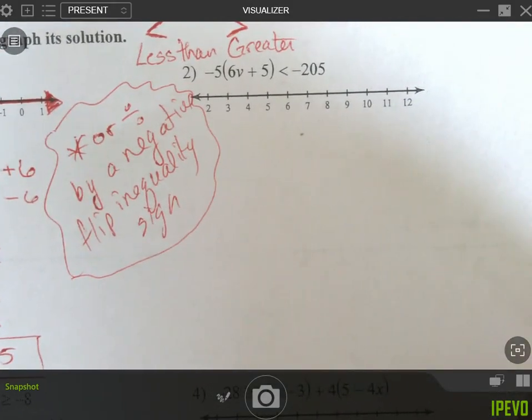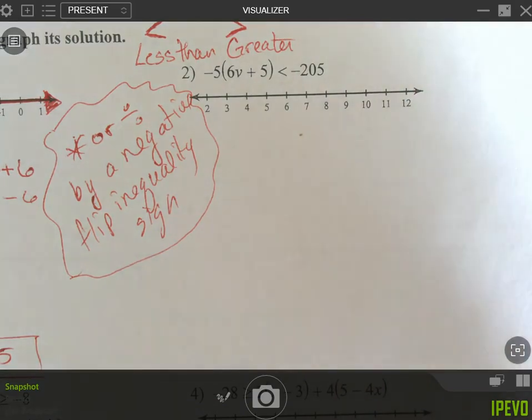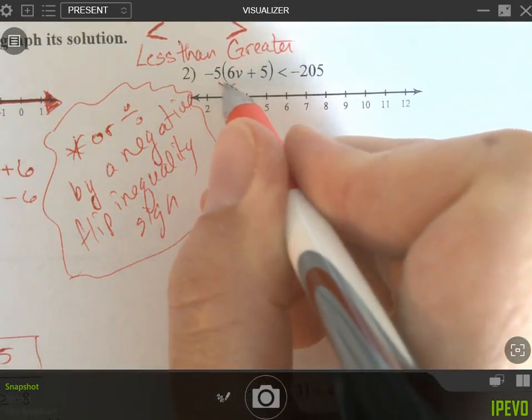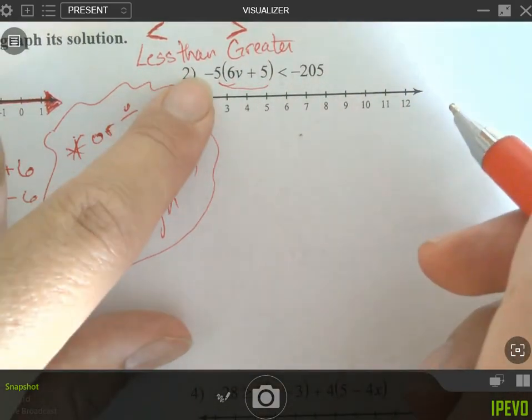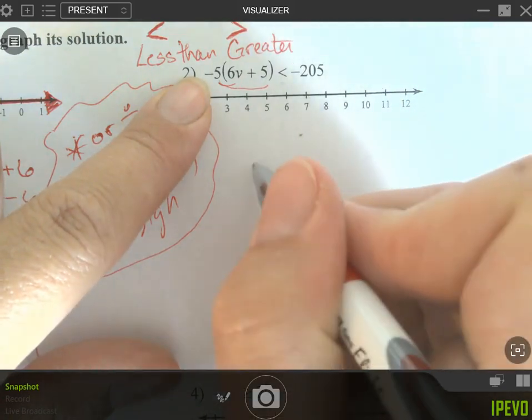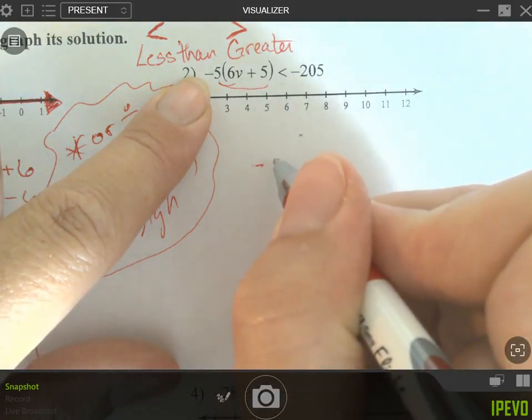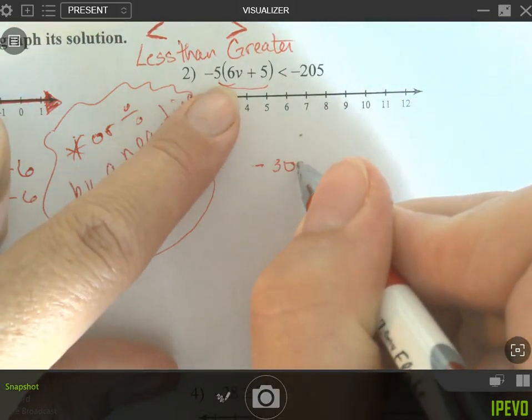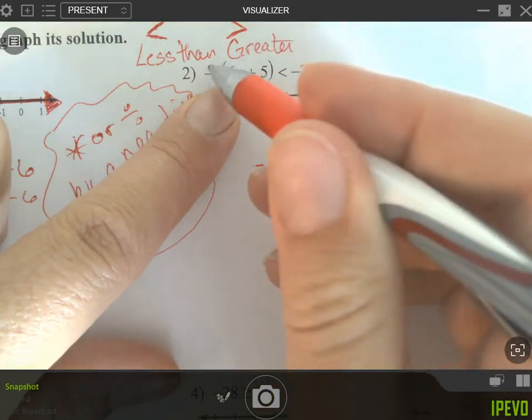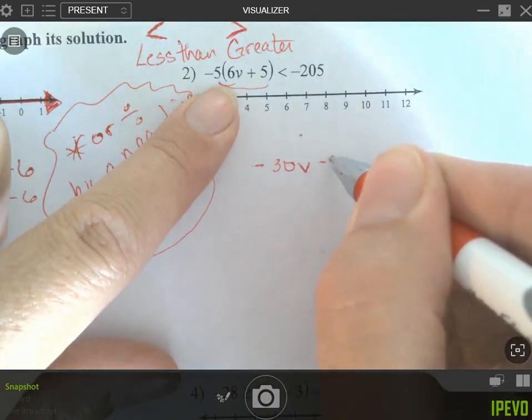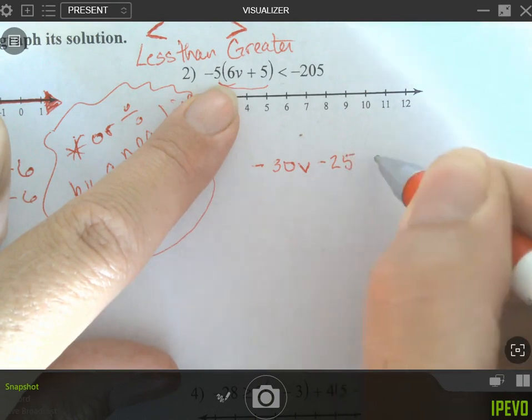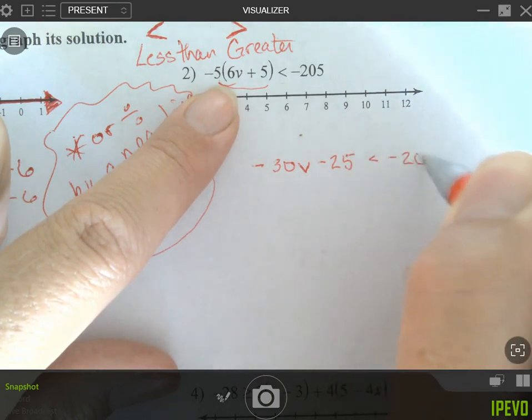What would you like to do first? I think we should distribute this. Agreed? So it is going to be negative 5 times 6. What do we get? Negative 30. Keep the v. Negative 5 times 5 would be negative 25. And keep your less than negative 205.